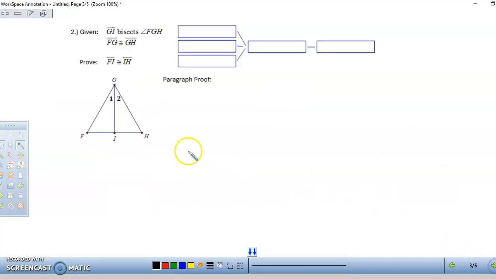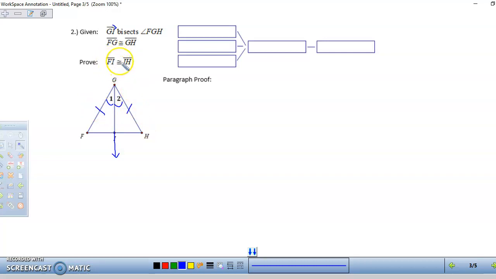Okay, so next one. I'm not going to go through all the gory details on the rest of these, but we're going to mark the picture. So GI, that should be a ray. I think the software freaked out or something, but GI, you can even imagine the ray going through there, bisects the angle FGH. So it's an angle bisector, meaning those two angles would have to be congruent. FG is congruent to GH, so I'm going to mark those congruent.